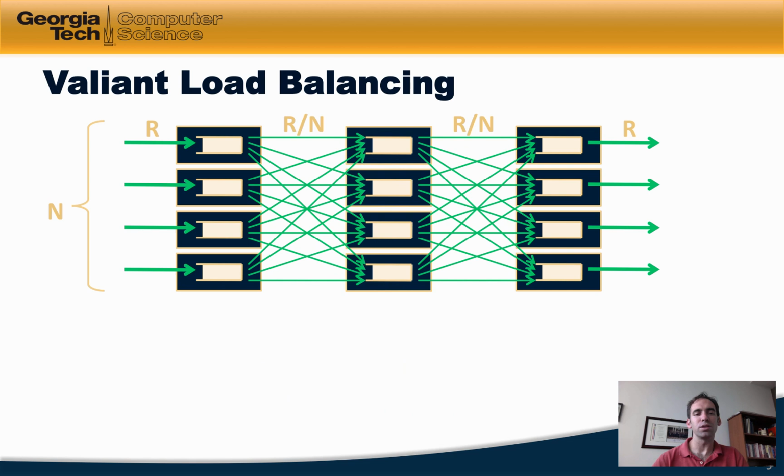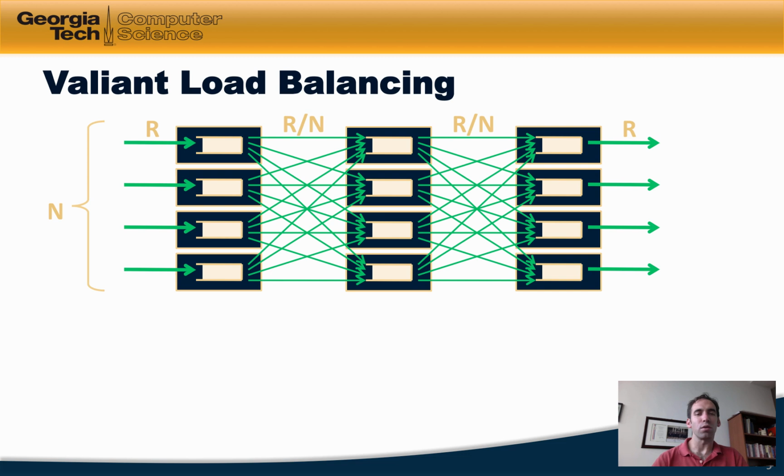Let's see what we can do to make this topology scale better with the number of servers in the cluster. One approach is to apply a technique called Valiant load balancing. The idea here is that instead of sending traffic that arrives on an input port directly to the output port, the server that processes the incoming traffic first picks an intermediate server at random to which to send that traffic. That intermediate server then forwards the traffic to the intended output port.